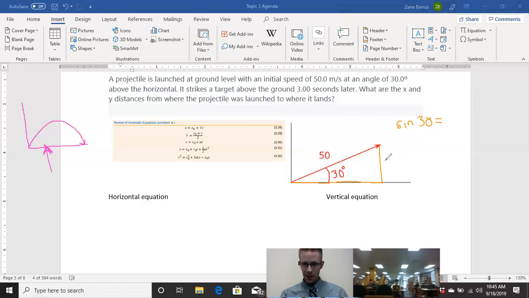So the opposite side of 30 degrees, I don't know what it is. We'll call that our y component. I do know my hypotenuse, however. That hypotenuse, the problem told me, was 50 meters per second. So if I solve this equation for y and just multiply that 50 over to the other side of the equal sign, hopefully you have your calculators handy so you can do this with me. The sine of 30 degrees, if I multiply that by 50, I get a y component of 25 meters per second.